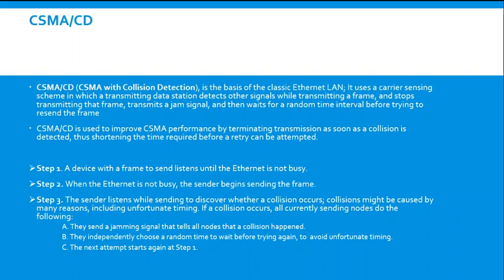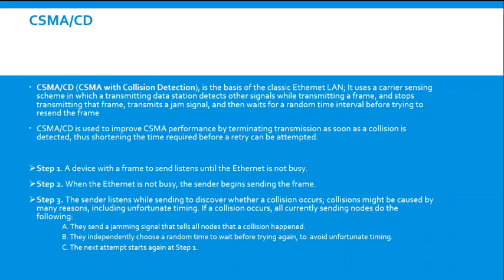CSMA/CD is used to improve CSMA performance by terminating transmission as soon as a collision is detected, thus shortening the time required before a retry can be attempted. But what are the steps that we should follow? First, a device with a frame to send listens until the Ethernet is not busy. Second, when the Ethernet is not busy, the sender begins sending the frame.